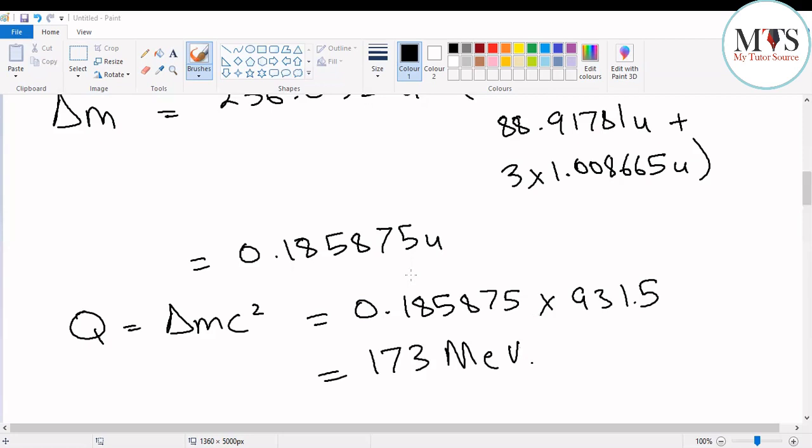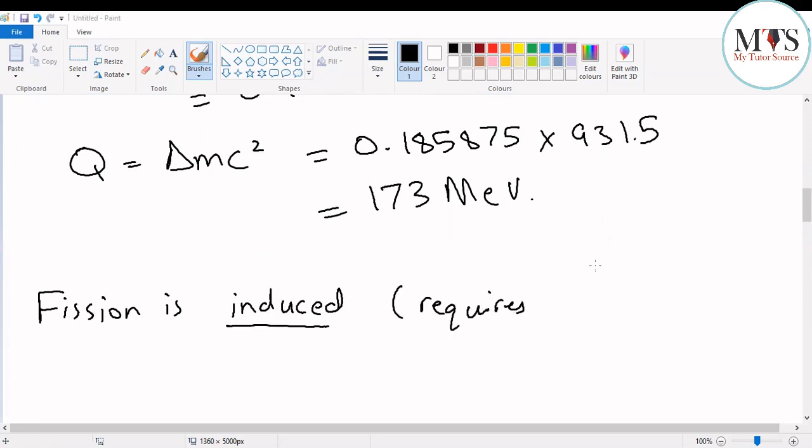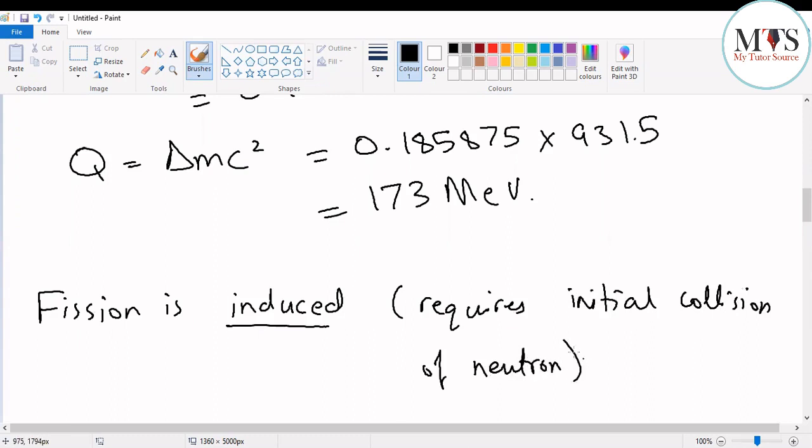So we see that fission is an induced process. One more thing is that fission is induced, so it requires that initial collision of a neutron. Spontaneous fission is possible, but it's very rare.